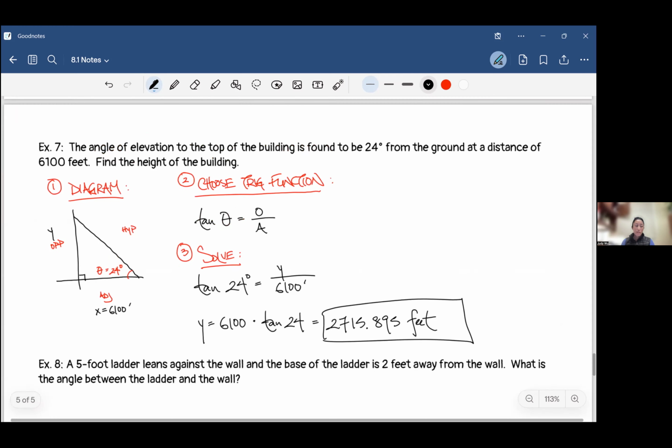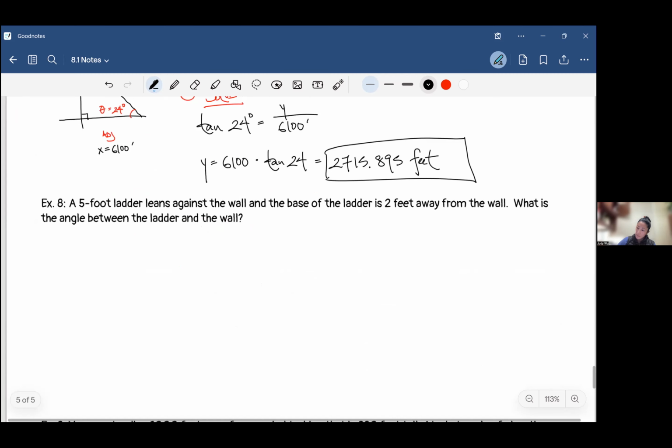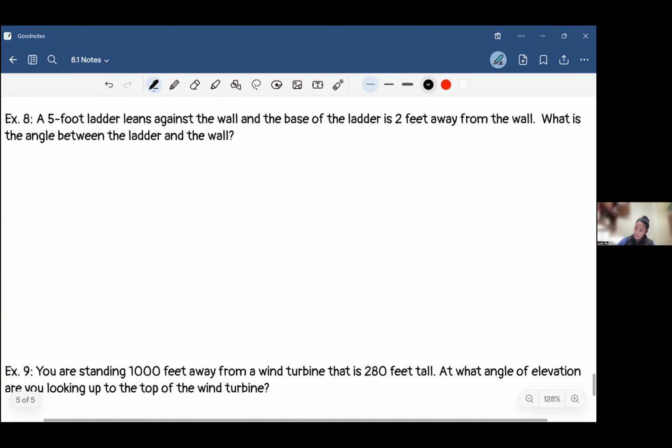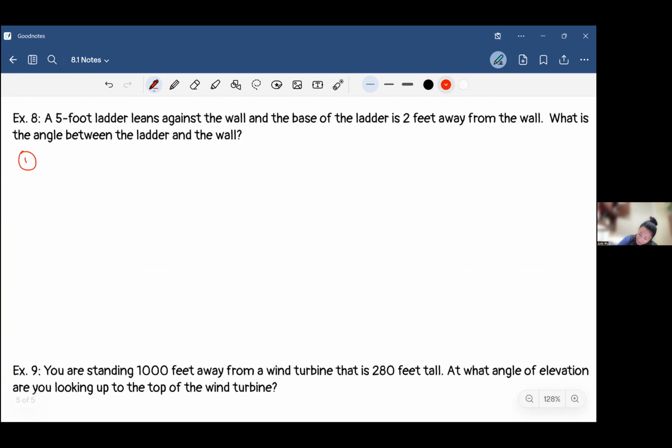So even though this question was different than the last one, we can see that it has the same flow. We've got a diagram, we're going to choose our trig function, and then we're going to solve. And I think we'll find that the last two are going to be pretty similar, okay? So let's take a look at question 8. I'm already going to get started with a diagram. All right, so a 5-foot ladder leans against the wall. Ooh, we got another ladder, so we'll get our ground and our wall. We're a little bit better this time, but we've got our ladder.